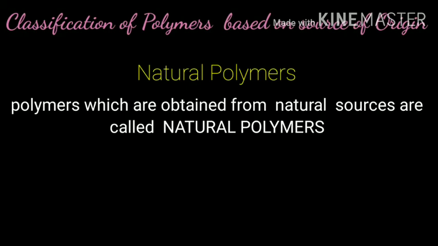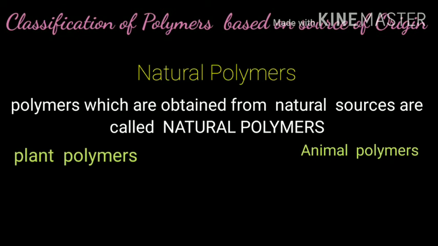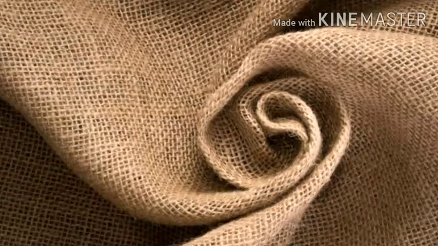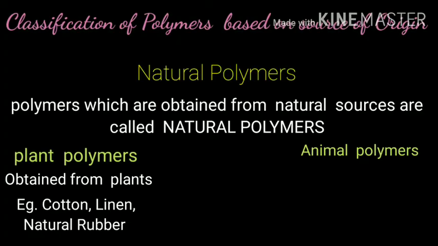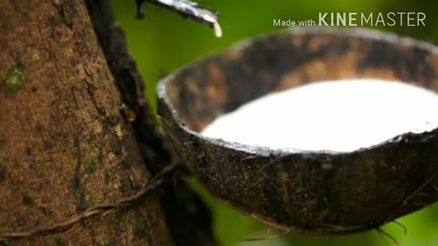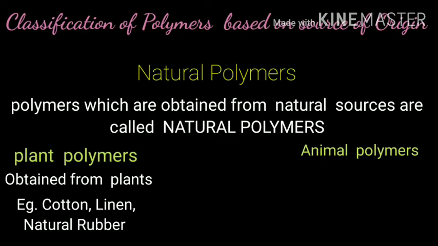First are the natural polymers. Polymers which are obtained from natural sources are called as natural polymers. Natural polymers are further subdivided into two types, that are plant polymers and animal polymers. Plant polymers are obtained from plants. For example, cotton and linen is obtained from cotton plant and flax plant. Natural rubber is also an example of plant polymer since it is manufactured using latex that is obtained from the bark of rubber trees.